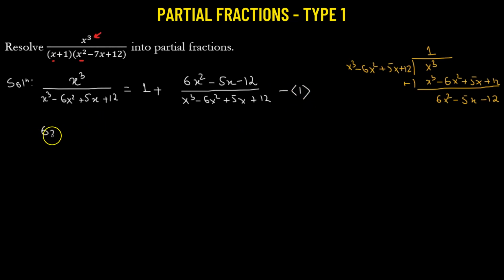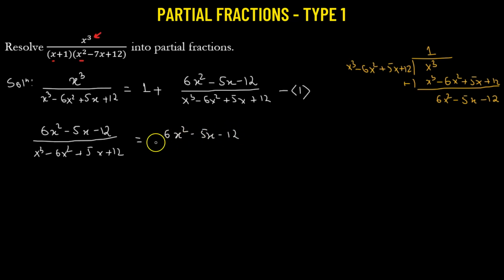Now we can rewrite 6x squared minus 5x minus 12 divided by x cubed minus 6x squared plus 5x plus 12. So we'll factorize the denominator portion. We will not factorize the numerator. In the denominator, x cubed minus 6x squared plus 5x plus 12 was obtained by multiplying x plus 1 with x squared minus 7x plus 12. Now x squared minus 7x plus 12 can also be factorized. It gets factorized into the product of x minus 4 and x minus 3.